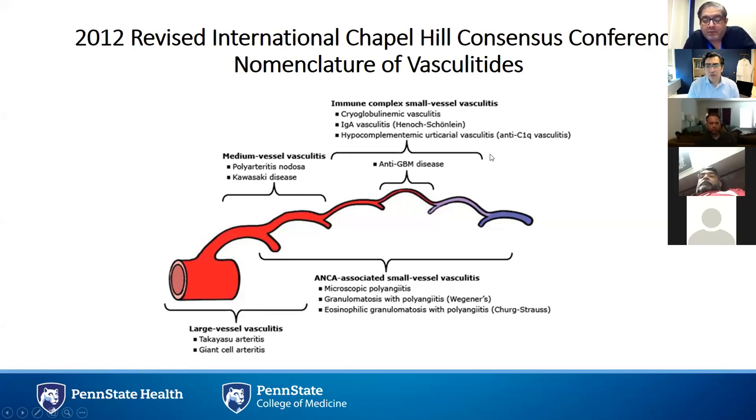When you keep going down to the smaller vessels, either there are immune complex small vessel vasculitis or ANCA-associated, this one, the pauci-immune small vessel vasculitis. So immune complex are your cryoglobulins, HSP, IgA vasculitis, and some of those complement-associated, and anti-GBM is somewhere as well. Then your ANCA-associated are microscopic polyangiitis, granulomatosis with polyangiitis, formerly Wegener's, and eosinophilic granulomatosis with polyangiitis, or Churg-Strauss.